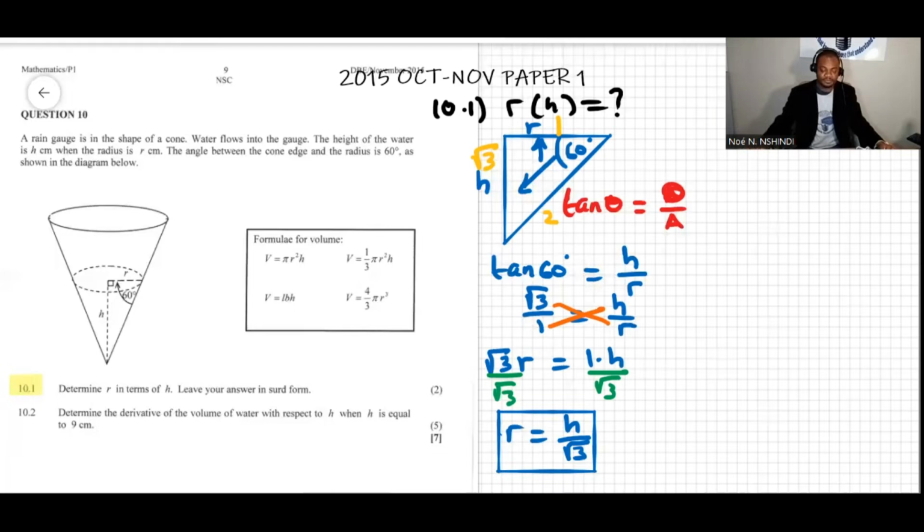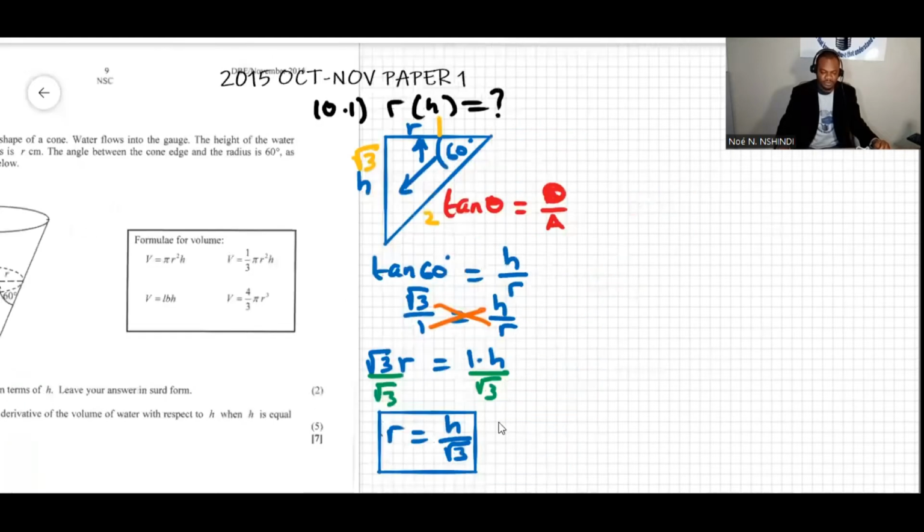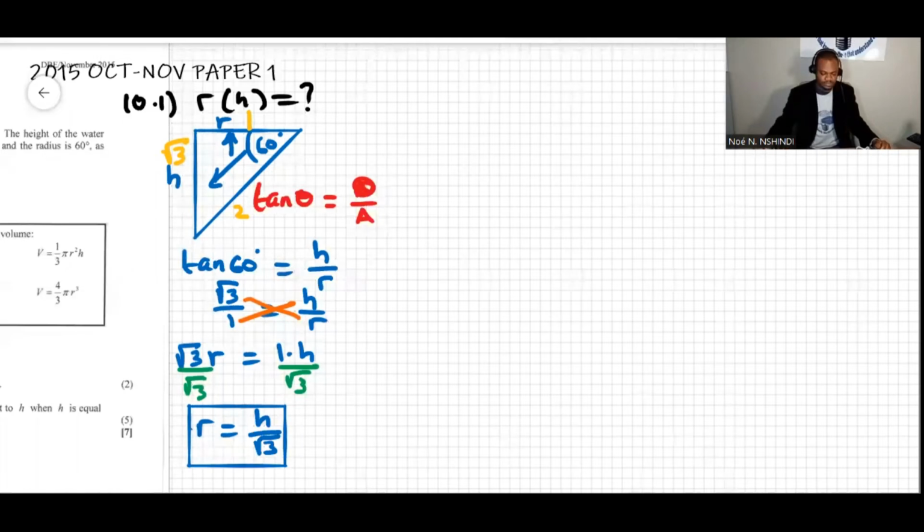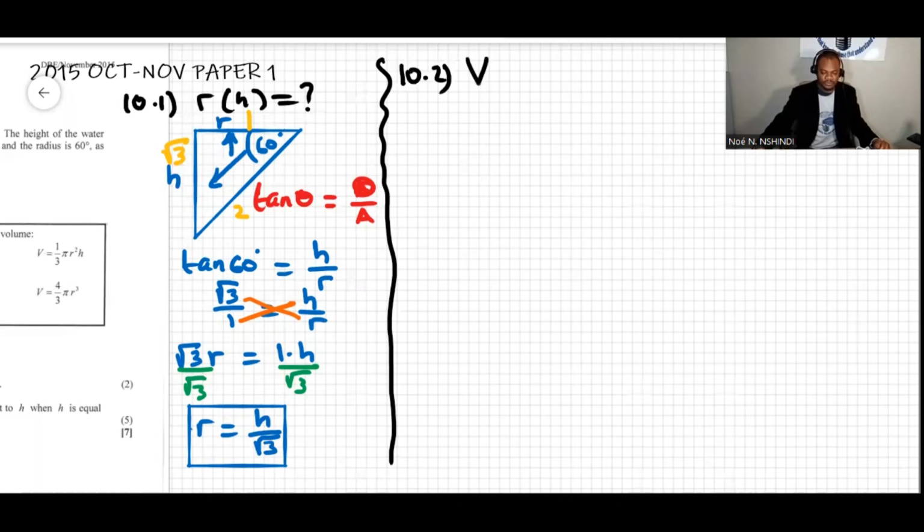Question 10.2. The question says, determine the derivative of the volume of water with respect to h when h is equal to 9 centimeters. The volume of the cone is given here. So I'm going to move my body a little bit over here. 10.2. So we need to find the volume of the cone.